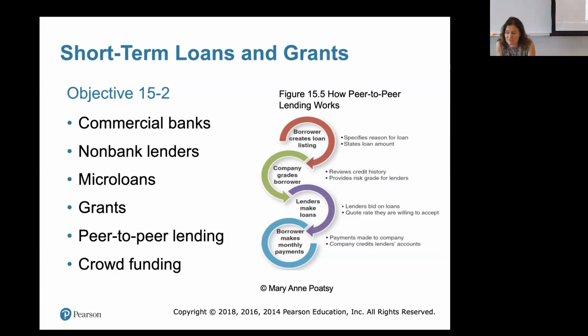Peer-to-peer lending. What is peer-to-peer lending? Anybody have any idea? These are kind of similar to crowdfunding and peer-to-peer lending. It could be people, but in an organized way, right? There are companies that do manage the peer-to-peer lending, right?